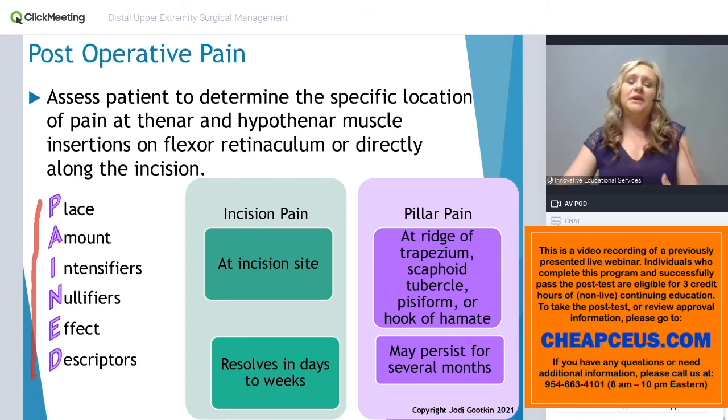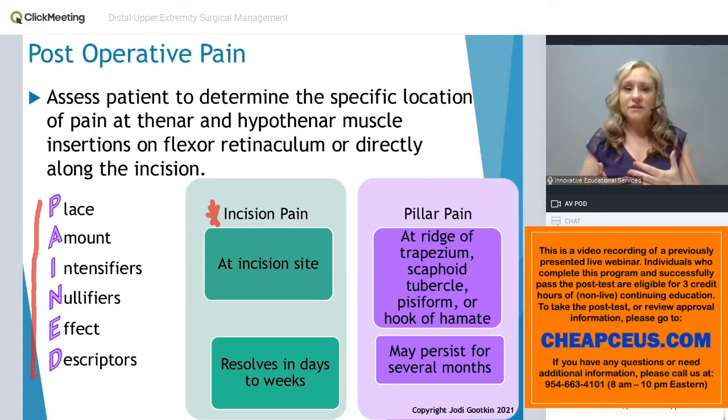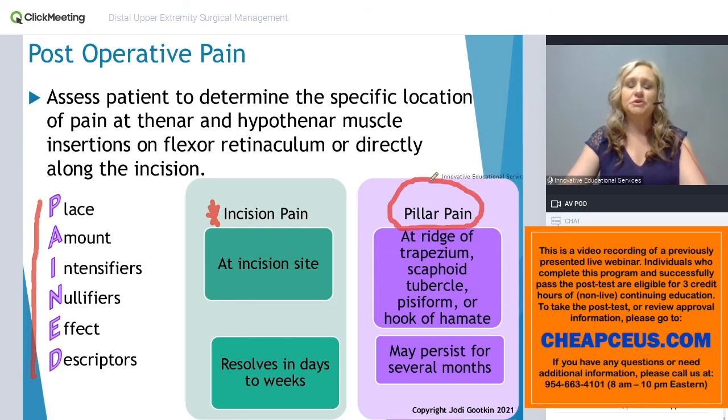When we're looking at the post-surgical patient for the carpal tunnel release, we need to discern whether what they're experiencing is incisional pain, which is located at that incision site. We can correlate it to the phases of healing. It's slowly resolving over weeks to days for the patient, and we're correlating it with maybe some tenderness at that incision site. Pillar pain is something specific to individuals who have a carpal tunnel release.